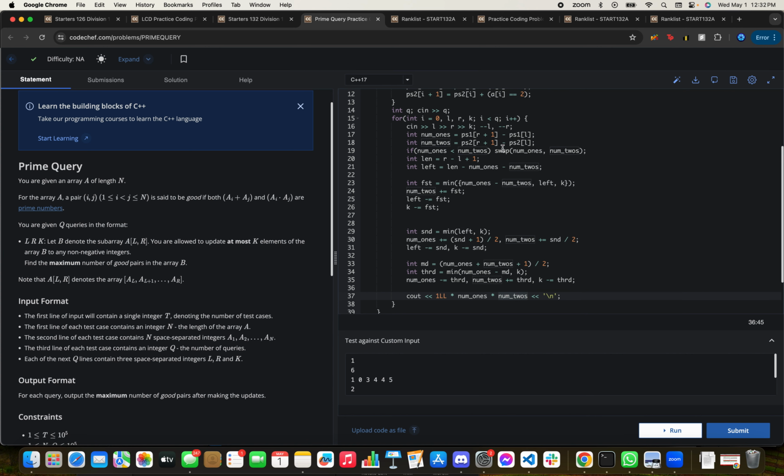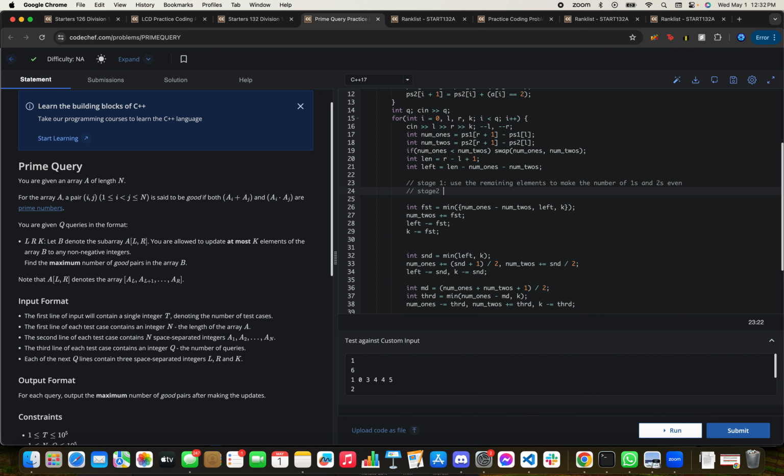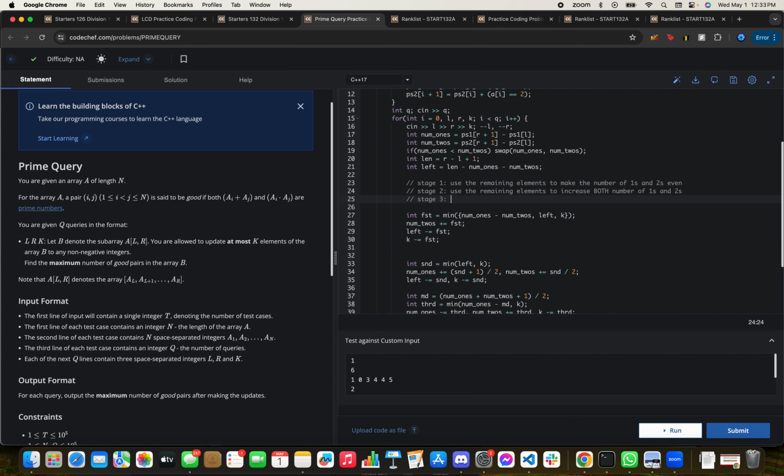So after that, it's just a bunch of different stages, right? So I guess stage 1, use the remaining elements to make the number of 1s and 2s even. Stage 2, use the remaining to increase both the number of 1s and 2s. Stage 3, no remaining elements left. Try to rebalance the number of 1s and 2s.